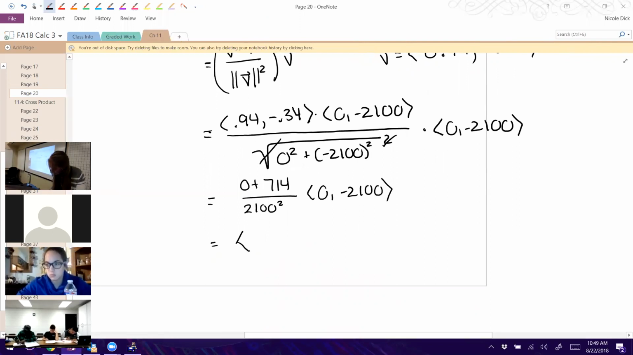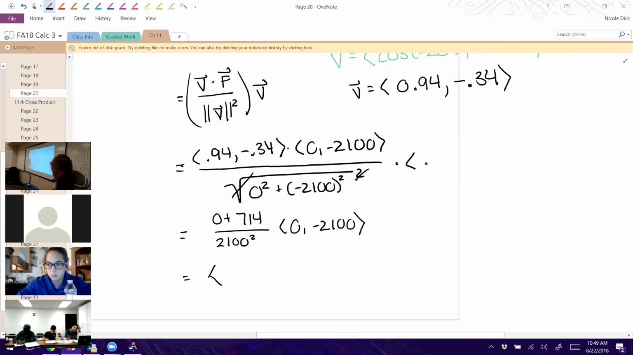I wrote the wrong vector in here. This isn't the one we wanted, I'm sorry. Yeah, that one shouldn't be there. We want the direction vector. That should have been vector B. So I'm sorry, I wrote the wrong thing there. That should have been 0.94, negative 0.34.